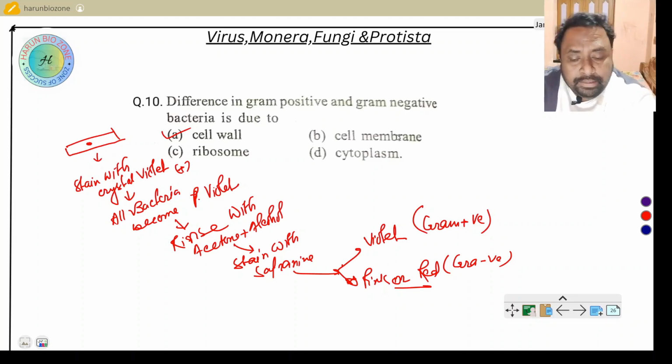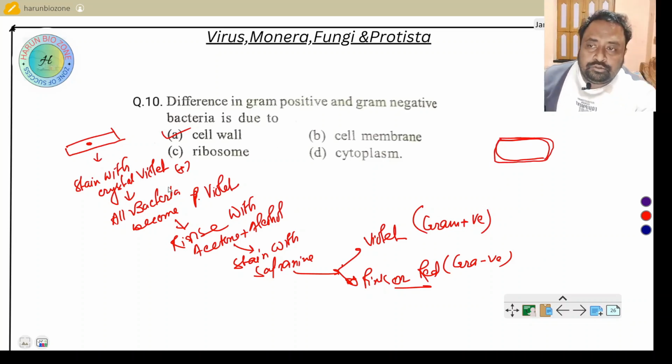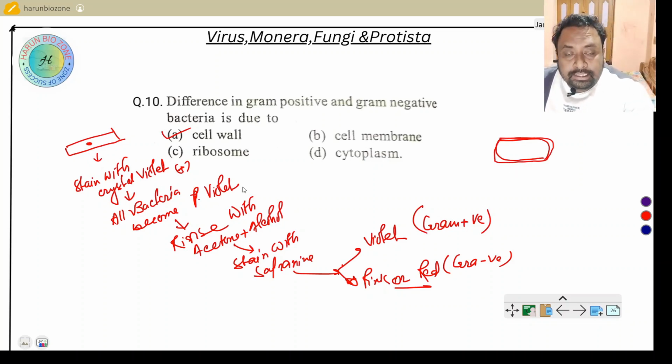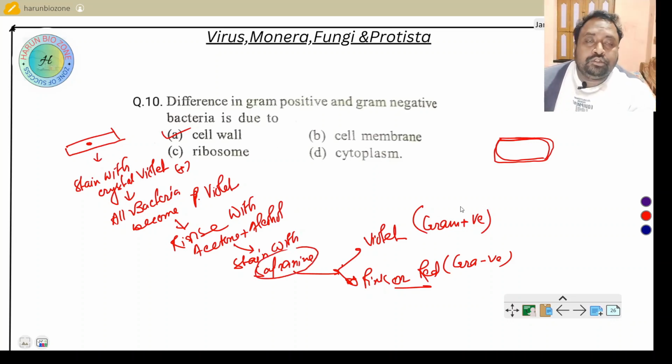But in case of gram negative bacteria, the outer layer contains a lipopolysaccharide membrane. At first they absorb the crystal violet color. When rinsed with acetone alcohol, the outer layer is removed. So this stain is removed. When safranin is used again, they absorb safranin. But in case of gram positive bacteria, the cell wall previously absorbed the crystal violet, so they do not absorb safranin. Okay. Next question.